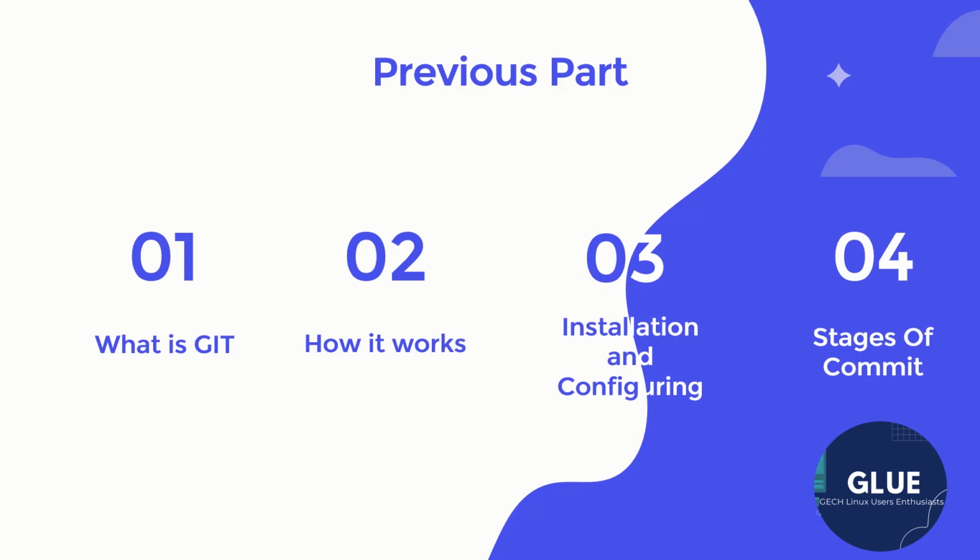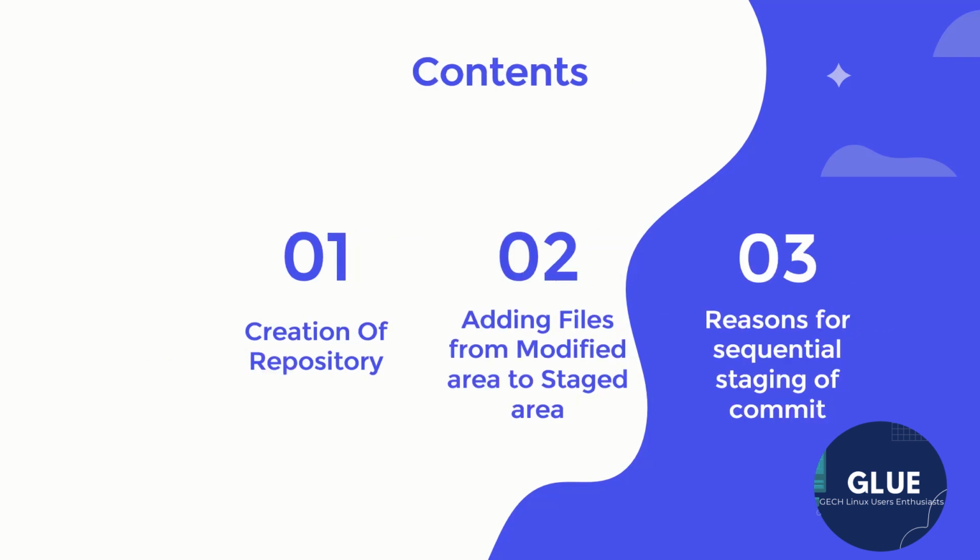In the previous part of our series, we looked into what Git is and how it works by installing and configuring it. Then we even looked into the different stages of commit with examples. Here in this part, we will be looking into the creation of a repository and adding a file from the modified area to the staged area. Then we shall also know about the reasons for the sequential stages of commits. So without wasting time, let's get started.